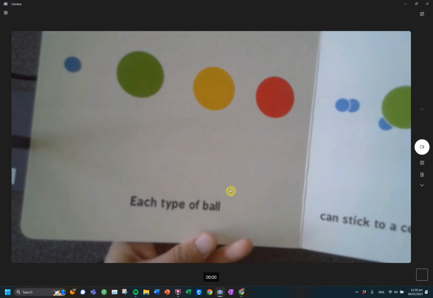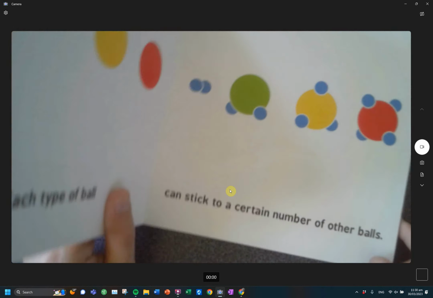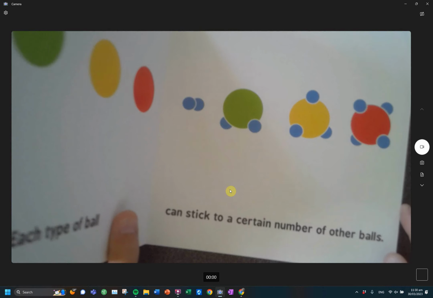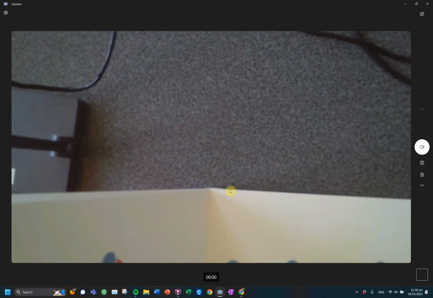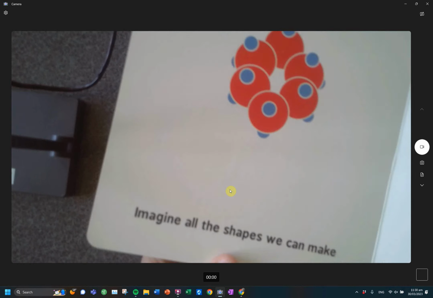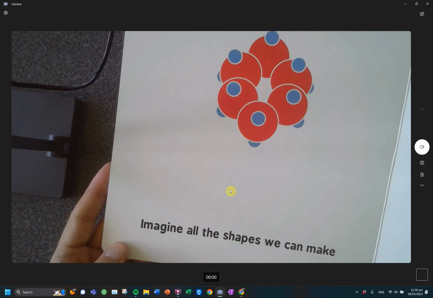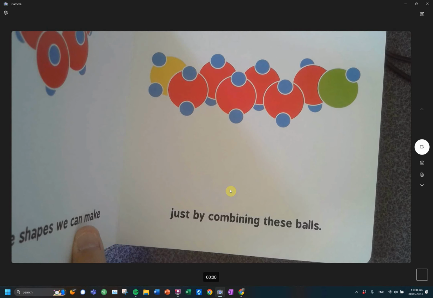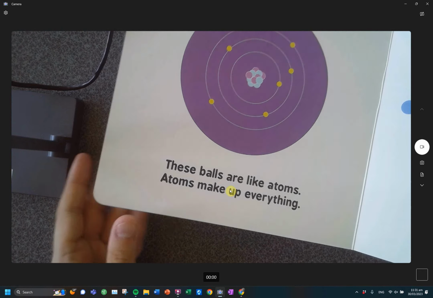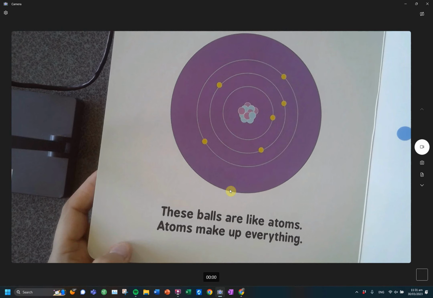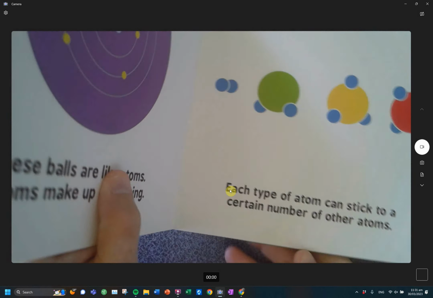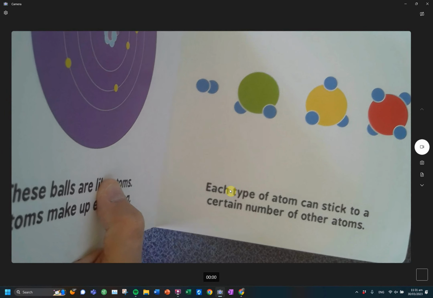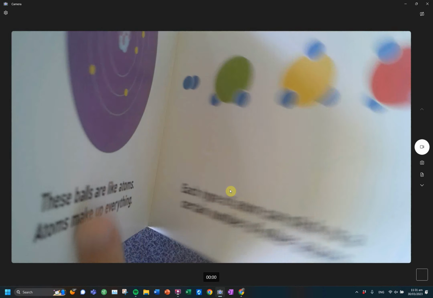So each type of ball can stick to a certain number of other types of balls. Imagine all the shapes we can make just by combining these balls together. Yeah, that looks like a caterpillar. It looks like a very hungry caterpillar, but we're not doing that story today. All right. These balls are like atoms, and atoms make up everything. Each type of atom can stick to a certain number of other atoms.